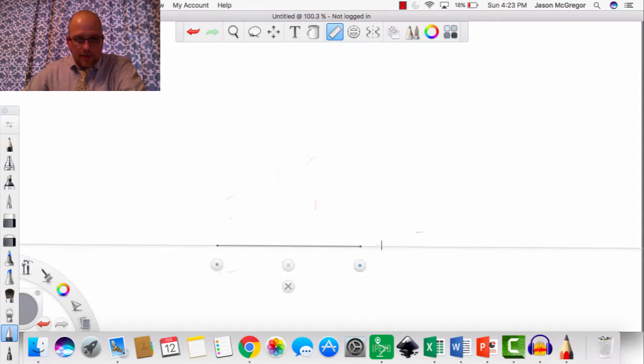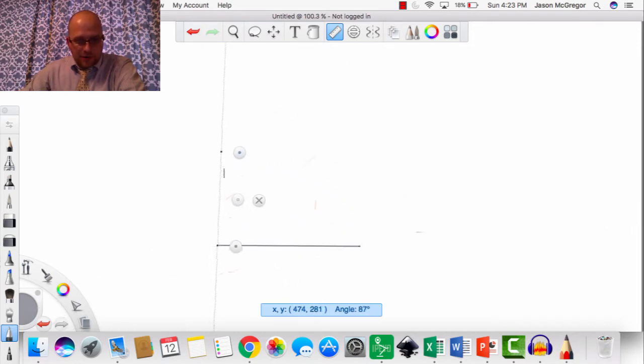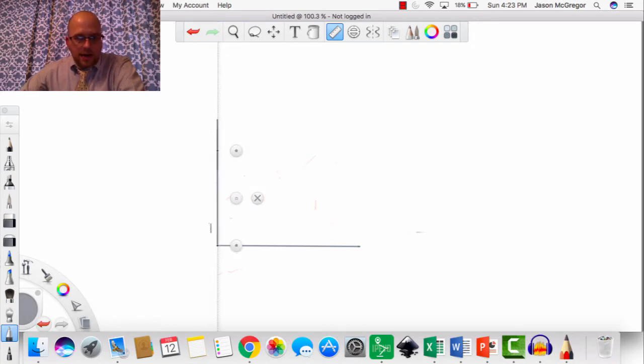A 90-degree angle is a right angle. So there's my first ray, or line segment in this case. There's 90 degrees. Okay, so now I have a 90-degree angle, and you can see right here it was 90 degrees, and we can mark it with a square.